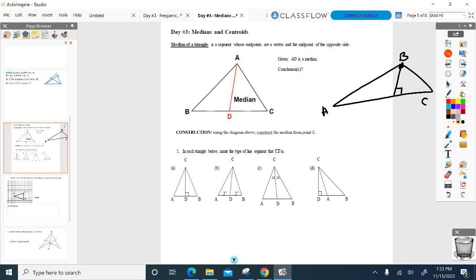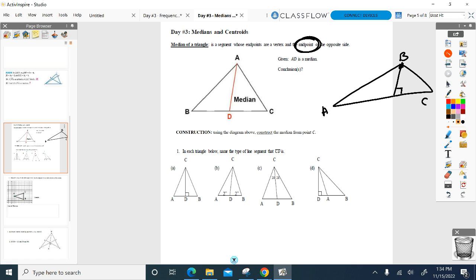Median. Still comes from a vertex. But the difference is it's not perpendicular to the opposite side. It goes to the opposite side's midpoint. All right? That is called a median. It is not perpendicular. Starts at a vertex, goes to the opposite side's midpoint.